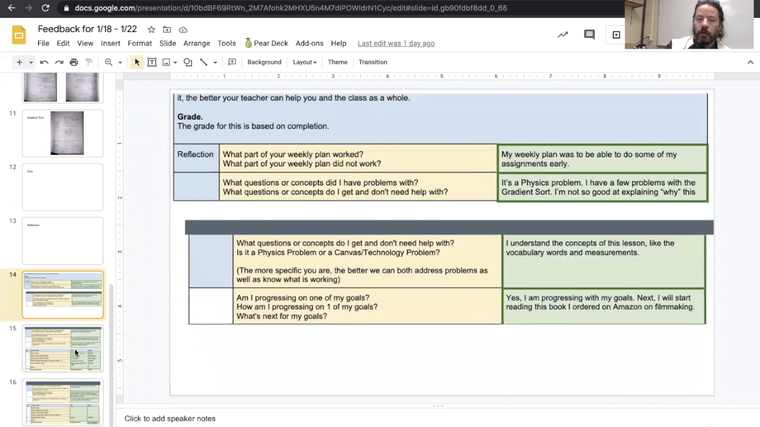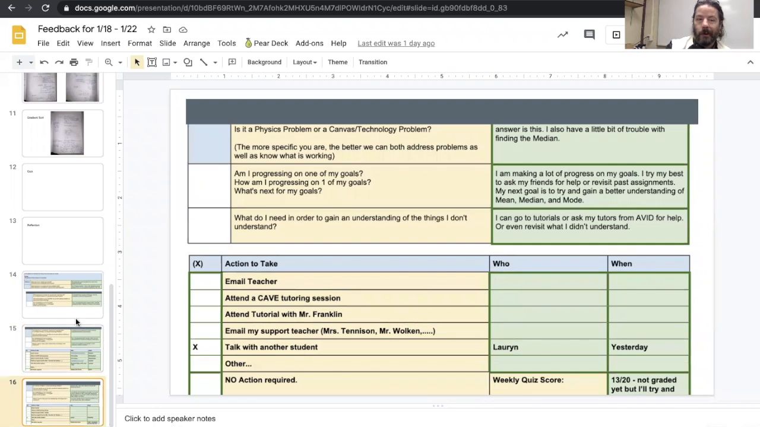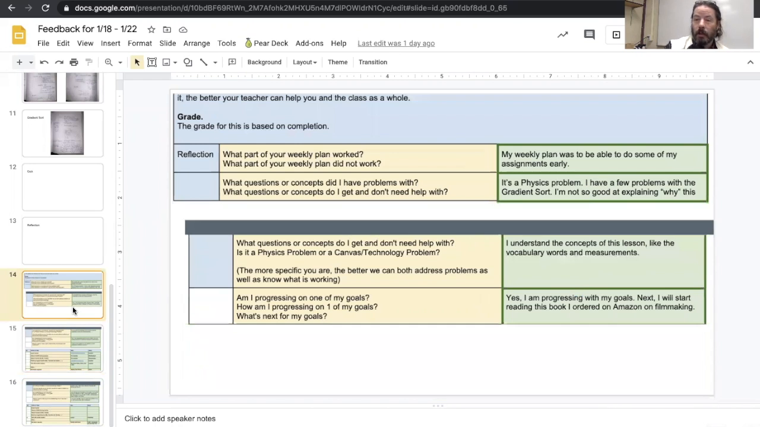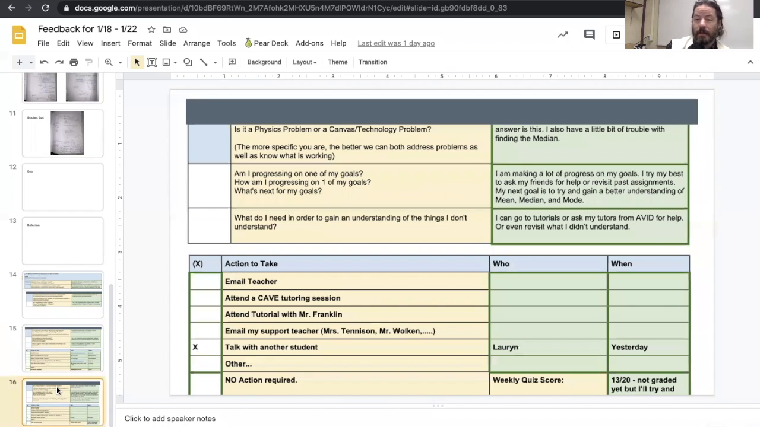The more honest you can be with yourself, the more this is actually going to help you, because then you can say, oh, I do need to do that. I do need to ask Mr. Franklin for help. Don't be shy about it. That's what I'm here for. That's when I'm the best as a teacher, when I'm helping you work through problems. So please, please, please get in touch with me and we'll work through stuff.